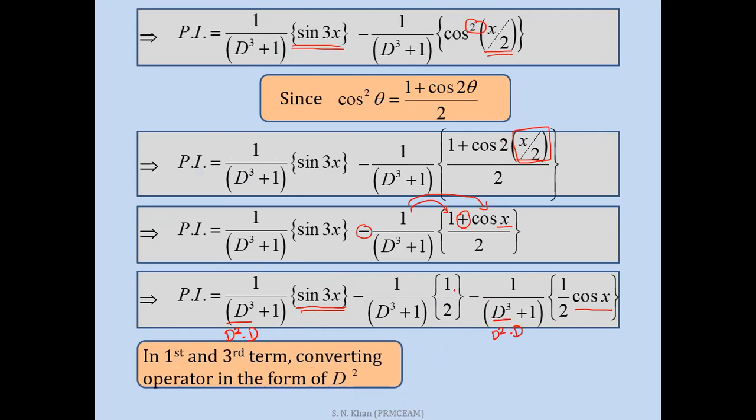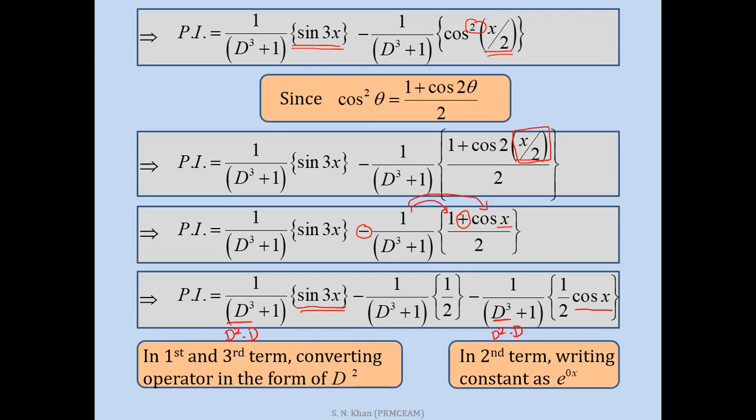Now what remains is the middle term, the second term. In the second term we have only the constant term 1 by 2. And if we want to solve a constant in PI, I have told you in the last lecture also, if you want to solve a constant, then we can write it as e to the power 0x, we can write it as cos 0x, we can write it as x to the power 0. So always we will take the exponential term because it is easy to solve compared to the other methods. So in the second term, we have to write the constant in the format of e to the power 0x. Okay.